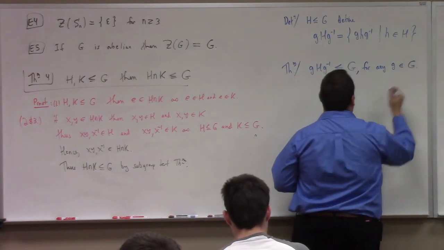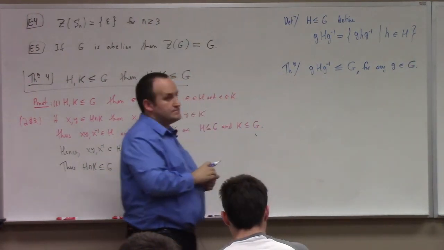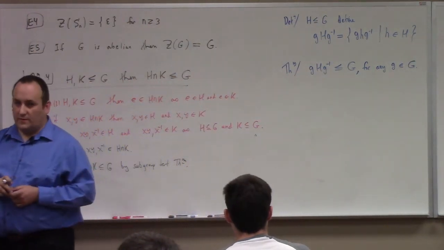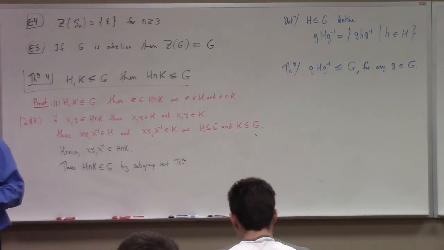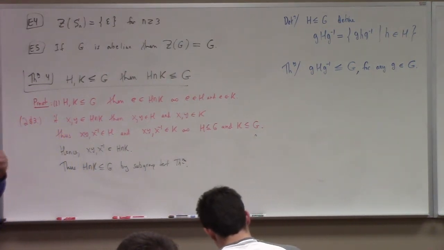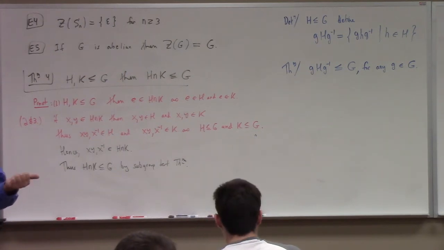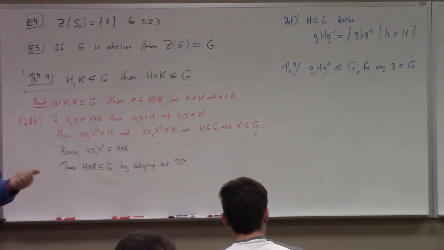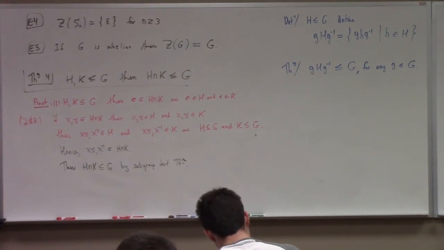The proof of this is very similar to every other proof I've given today. You show the identity is in there. Pick two points in there, show the product is in there. Pick a point, show the inverse is in there. Again, the proof is by the subgroup test.